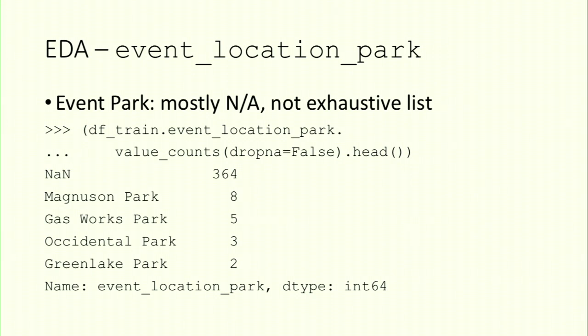So I'm using the value counts function here from Pandas. And some of the most common parks to have events in include Magnuson, Gasworks, Occidental, Green Lake. So we've got maybe 40 rows that have a park. But Seattle has over 400 parks. So there's a pretty good chance that our test data is going to have some parks in it that we've never seen before. And it's important that our transformer know how to handle that gracefully.